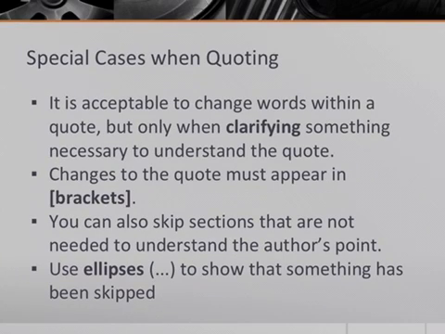So that's a quote sandwich, but before we go, there are a few special rules for quotes which you should be aware of. In some cases, you can change words within a quote, but only when clarifying something that is necessary to understand the quote. For example, if you need to change a pronoun to the noun it represents, any changes made should appear in brackets so that the reader understands that it is not part of the original. Also, if you need to skip part of a sentence or section, you can use ellipses to show that something has been omitted. You should do this only when it doesn't affect the author's intended meaning.